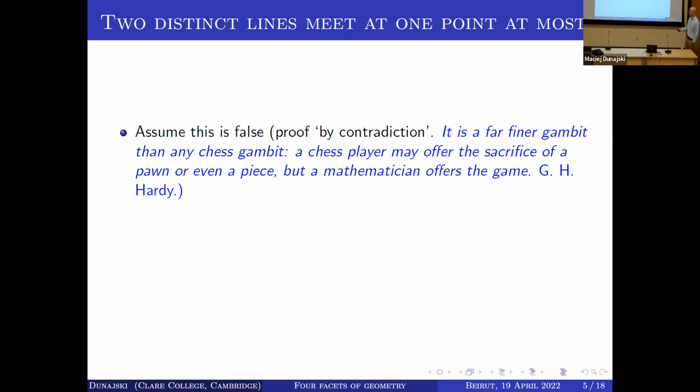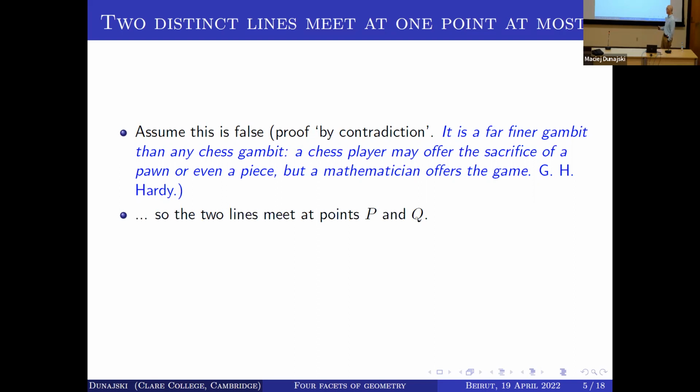In a proof by contradiction, a mathematician sacrifices, or offers, the whole game. So, trying to prove a theorem like this, we say, let's assume it's false. We're going to use logic and the axioms of Euclid, and hopefully reach a contradiction. Once that's done, we'll have to admit that our assumption was wrong, so that the theorem is correct in the end.